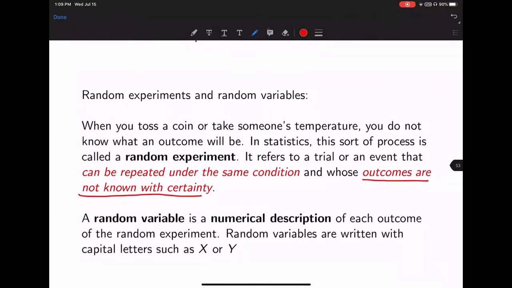Right here, outcomes that are not known with certainty, right? Because there is randomness in the outcomes, there is some uncertainty. We can use probability to describe the possibility of each outcome. Let me repeat this one again: we can use probability to describe the possibility of each outcome out of all the possible outcomes.